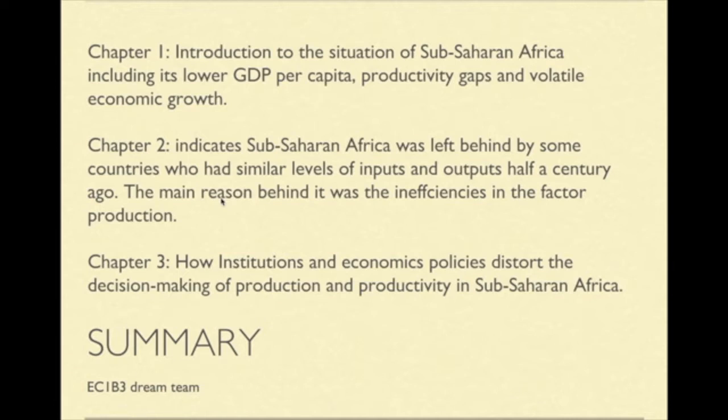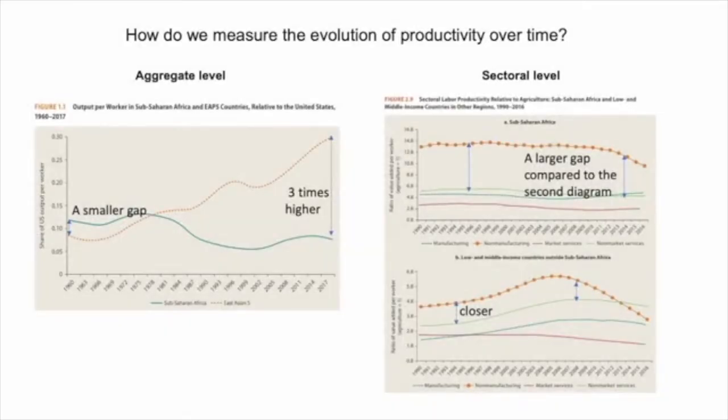Let's start the video. So basically, I'm here to explain how we measure the evolution of productivity over time. Productivity evolution trends are documented on aggregate, sectoral, and establishment levels, which benchmark productivity levels and growth in sub-Saharan Africa in relation to other countries.